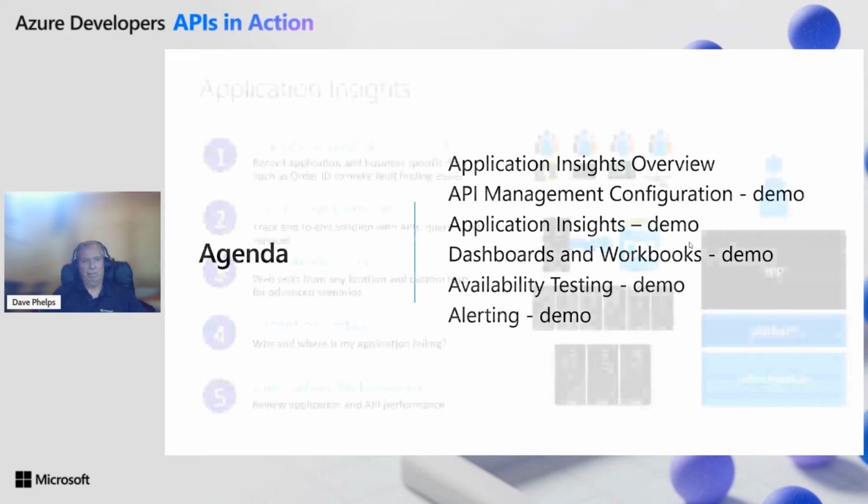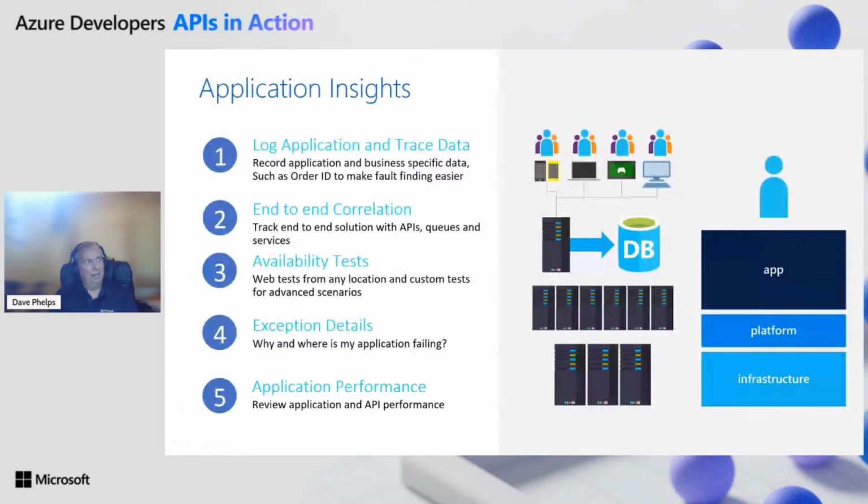So what is Application Insights? Well, it's a way of being able to track and log how your application is running. We can track application data, and we can track business data, for example, an order ID, so that we could make the job easier for support to understand what's happened to an order at a retail company, for example.